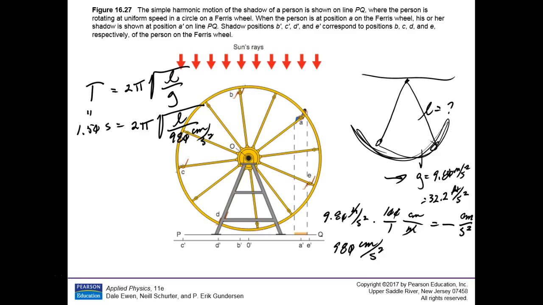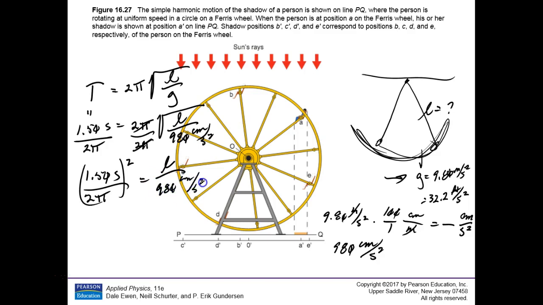What I would suggest doing is first dividing both sides by 2 pi. Let's get that out of the way. That'll wipe it out here. Then square both sides. So 1.50 seconds divided by 2 pi, you're going to square that whole number, and that will give you L over 980 centimeters per second squared.